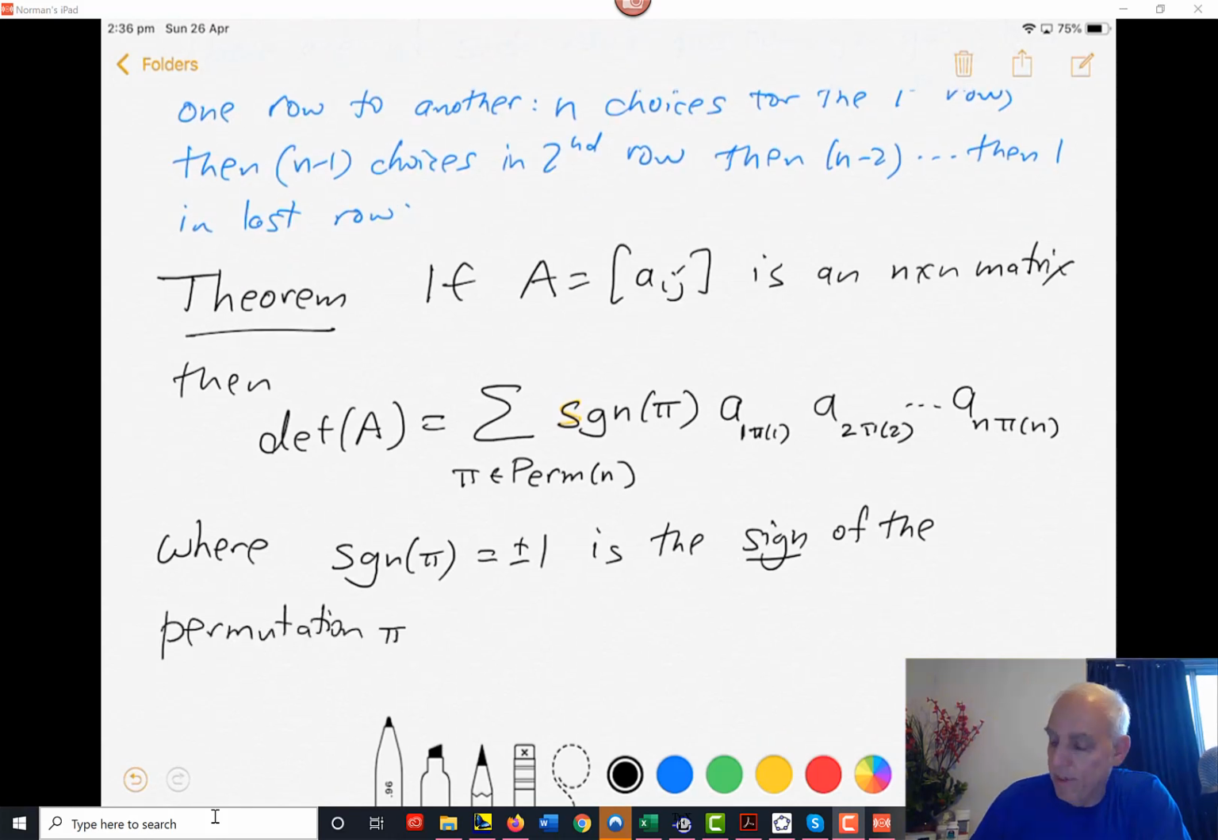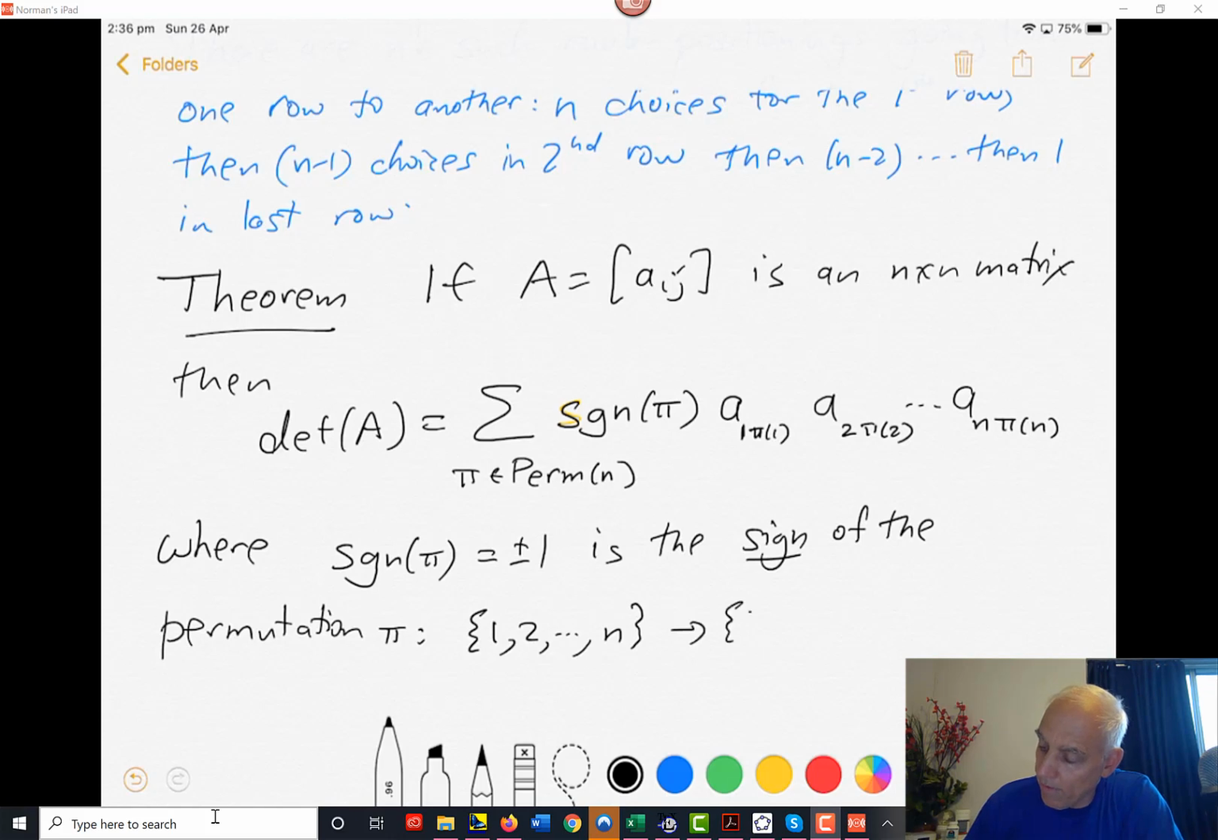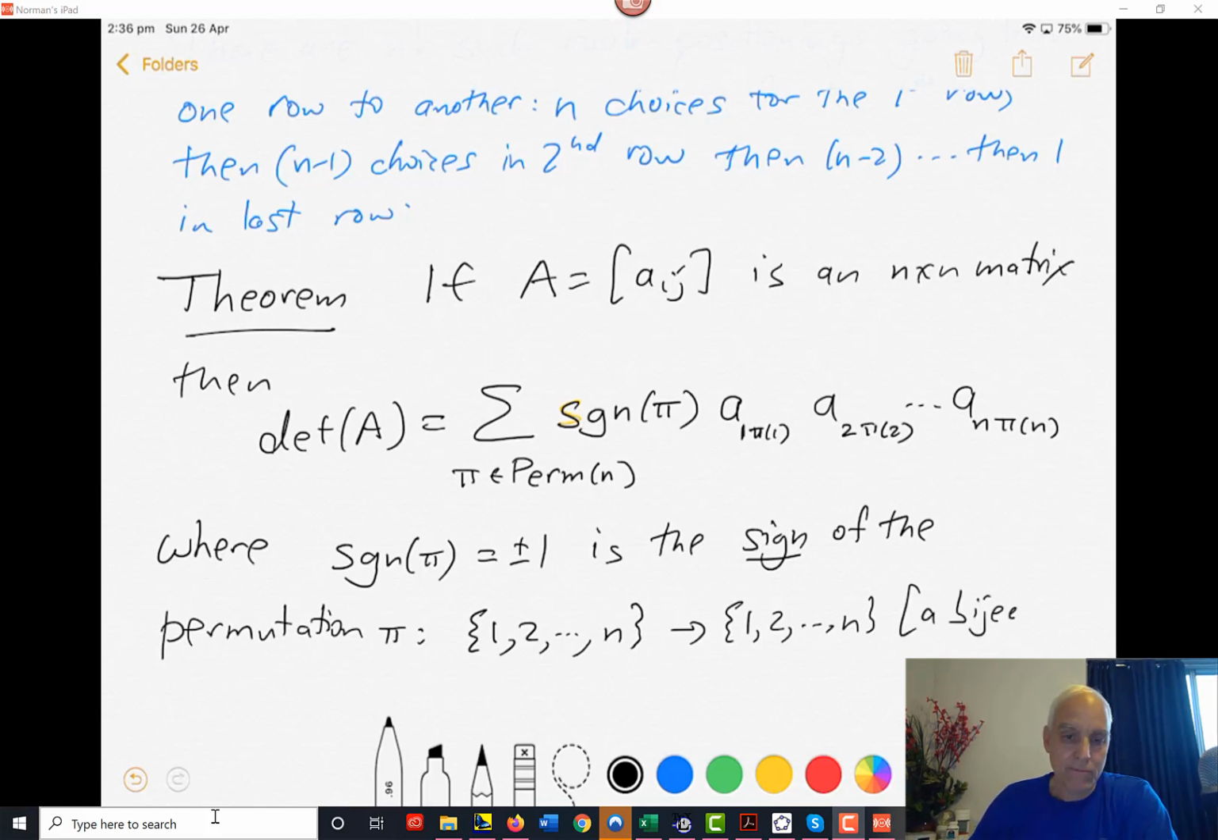What is the permutation pi? It's a map from the set 1 to n to 1 to n, which is a bijection. That it's a 1-to-1 mapping. You've got n boys, you've got n girls. You're matching up the boys with the girls in exactly a 1-to-1 way. So each boy gets a girl and vice versa.